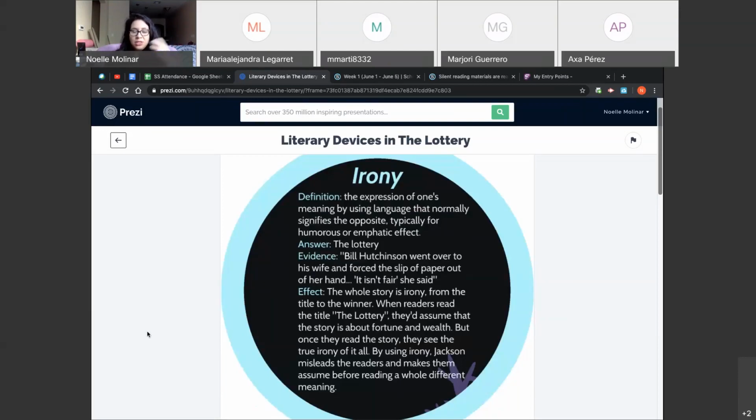So that's the opposite. So the significance of a lottery versus the outcome of the story, that's where they create the irony. When readers read the title, they'd assume that the story is about fortune and wealth. But once you read and complete the story, they see the true irony of it all. By using irony, Shirley Jackson, our author, misleads the readers. So we think we're going this way, okay, all of a sudden we turn. So you can imagine if you're in a car, you think you're going down a street, all of a sudden you make a U-turn, you make a really drastic shift. The author misleads the readers and makes them assume before reading a completely different meaning.